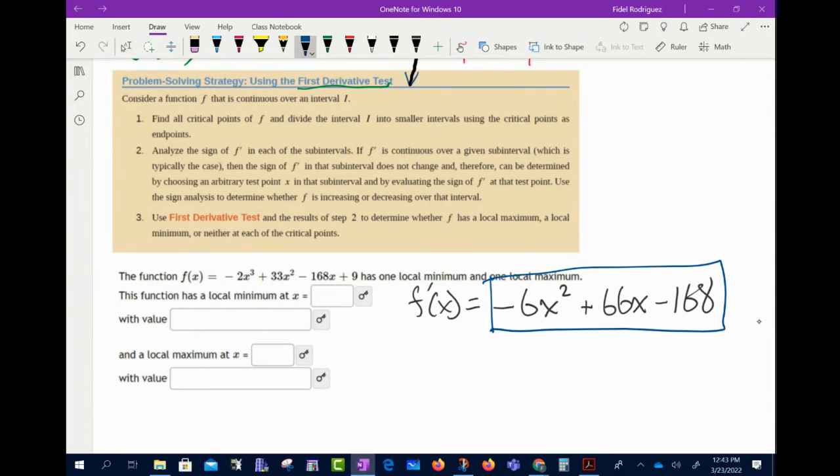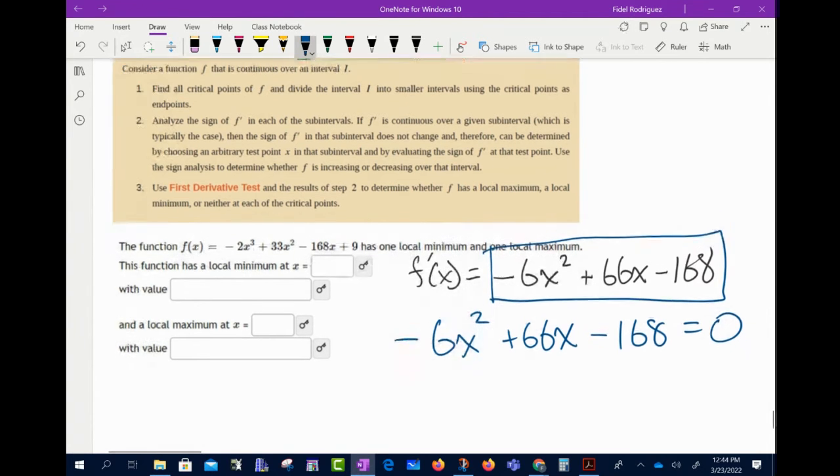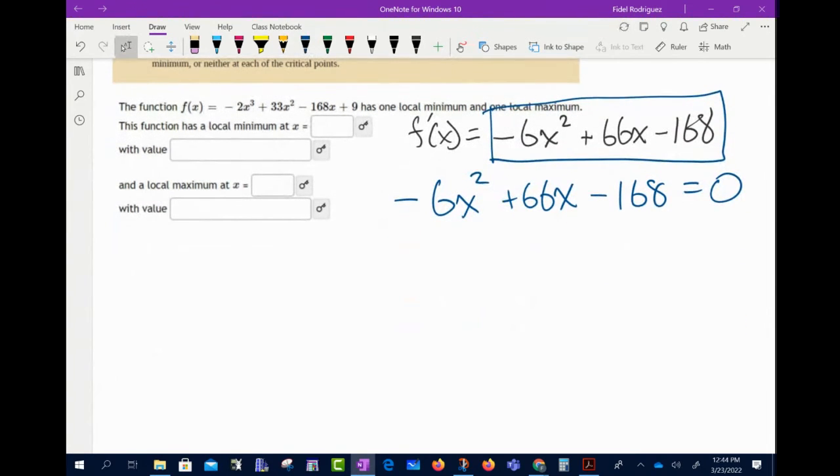Okay, now, y'all, the way we find the critical values is we take the derivative and we set it equal to 0. So look, we're going to have negative 6x squared plus 66x minus 168. We're going to set it equal to 0. Okay. So what I want to do now, y'all, is I want to solve this equation. So since I'm solving an equation, I'm going to go ahead and divide everything by negative 6. Yeah, just to make it a little bit easier.